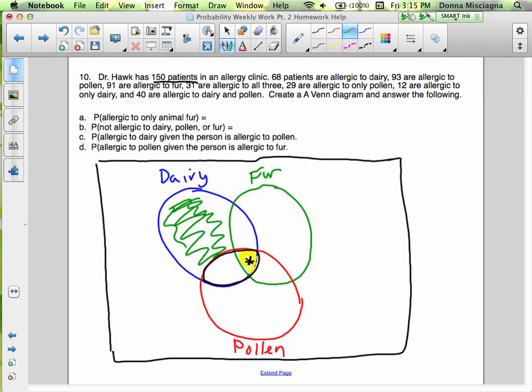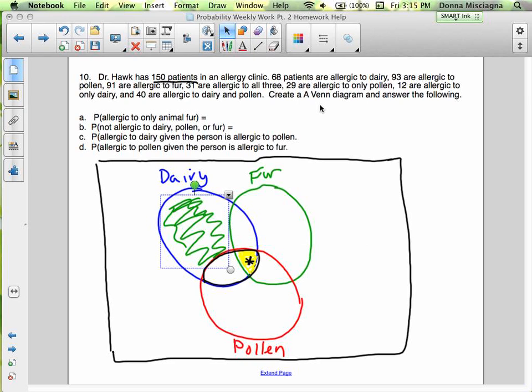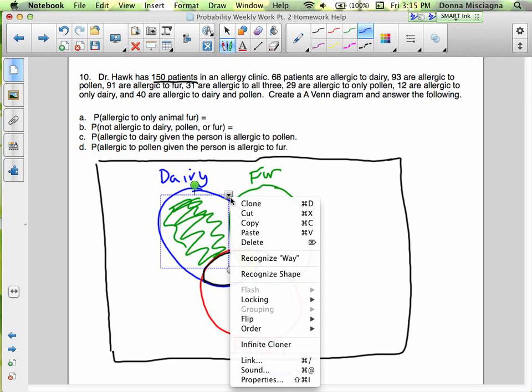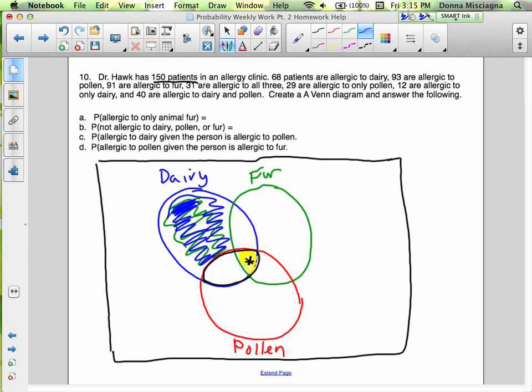Oh, I thought I grabbed blue. This part here, not the overlap. I'm going to change that to blue just because that's the blue circle. I don't want to confuse anybody. Okay, did it change? No. Okay, we'll just color over it. All right, there we go. So if it says dairy only, then it's this group, not the overlap. But otherwise, you've got to include the overlap first.